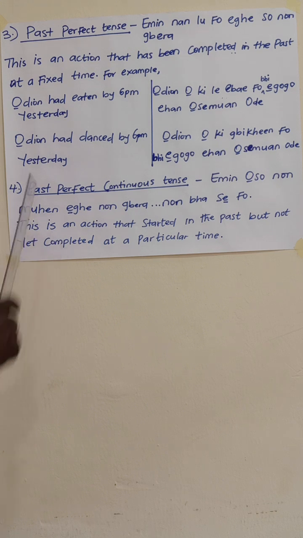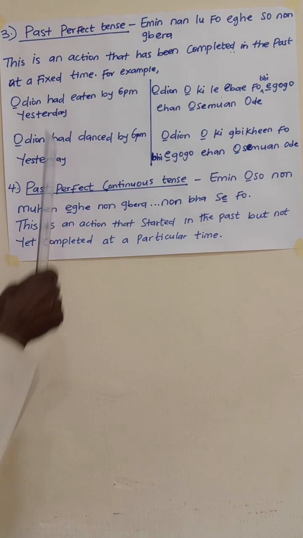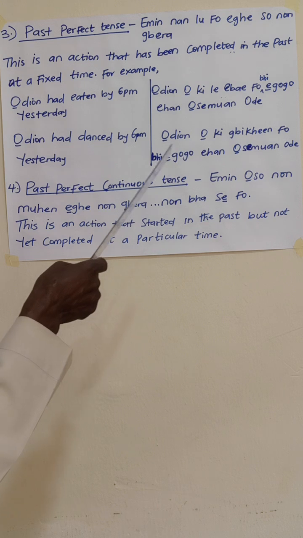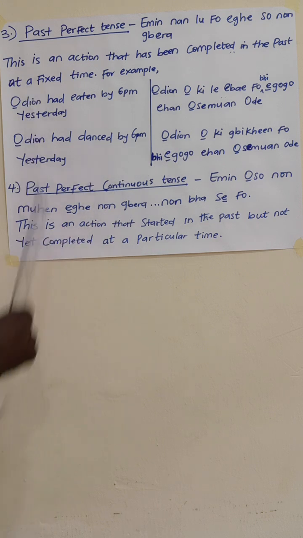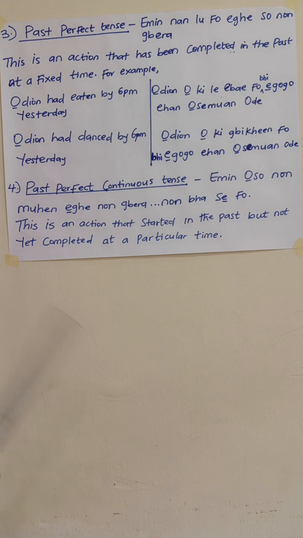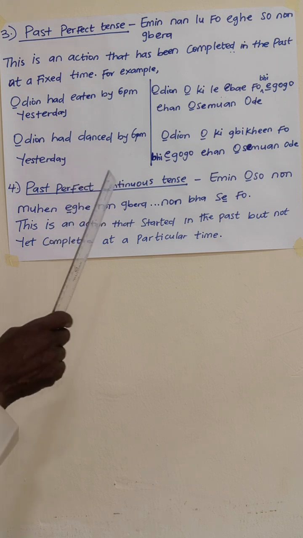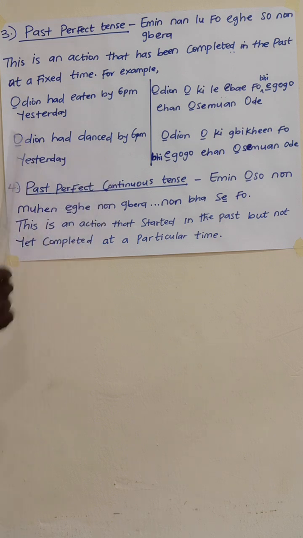Now, the next one is past perfect tense. That is what is called past perfect tense. This is an action that has been completed in the past at a fixed time.